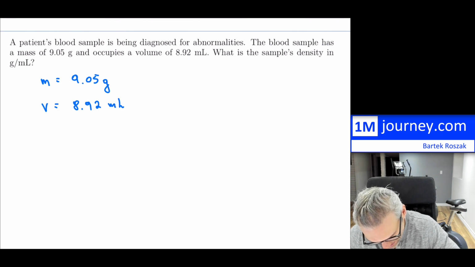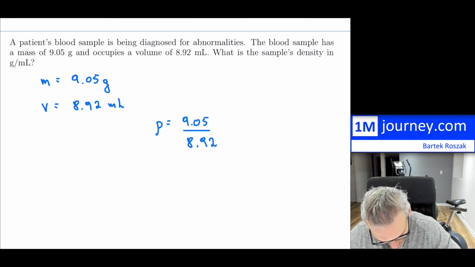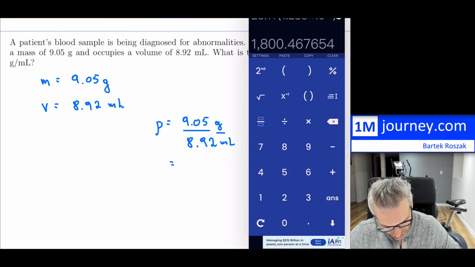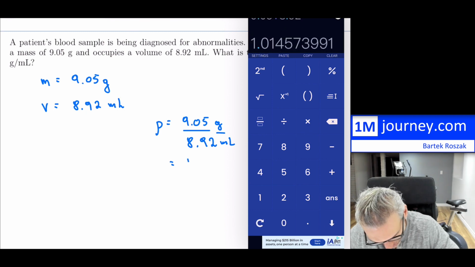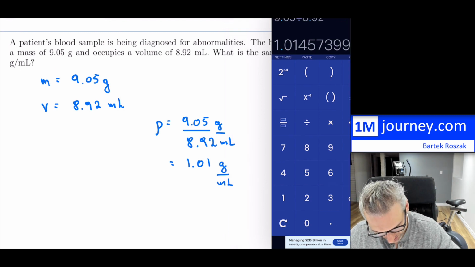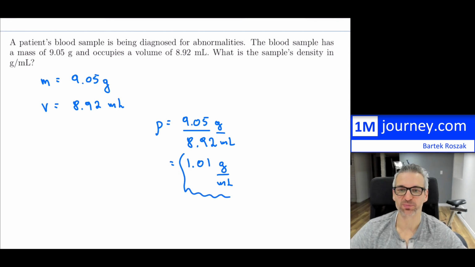Since they want the density in grams per milliliter, we'll just take 9.05 divided by 8.92. We don't need to change any units, so this is already exactly what we need. Taking out the calculator, 9.05 divided by 8.92 is 1.01, and this is gram per milliliter, rounded to 3 significant figures. And that is it for this example.